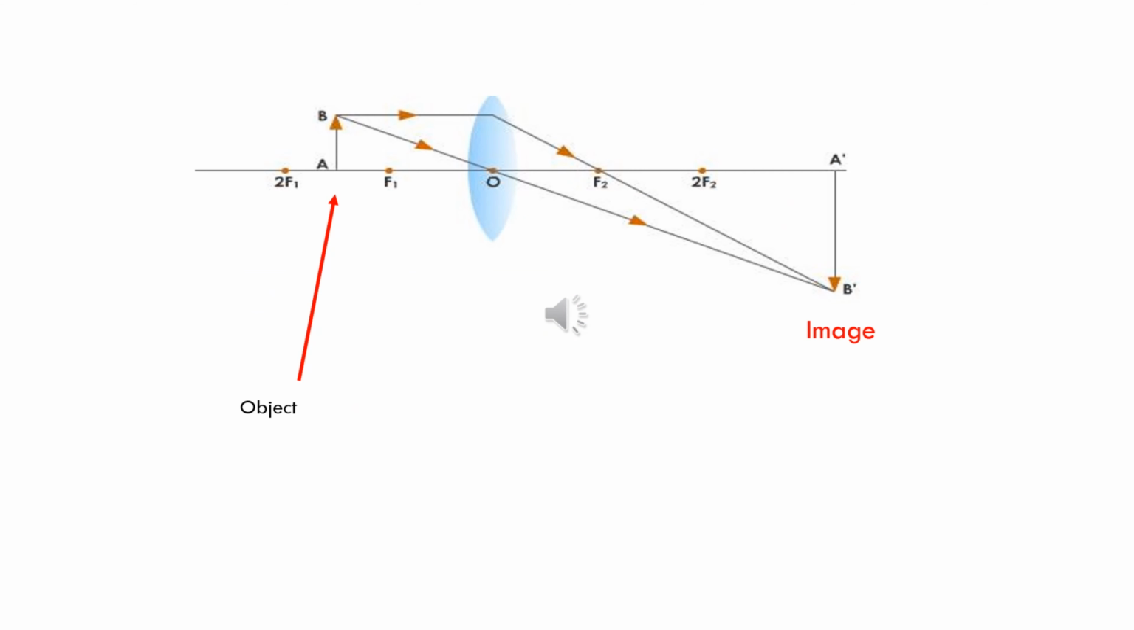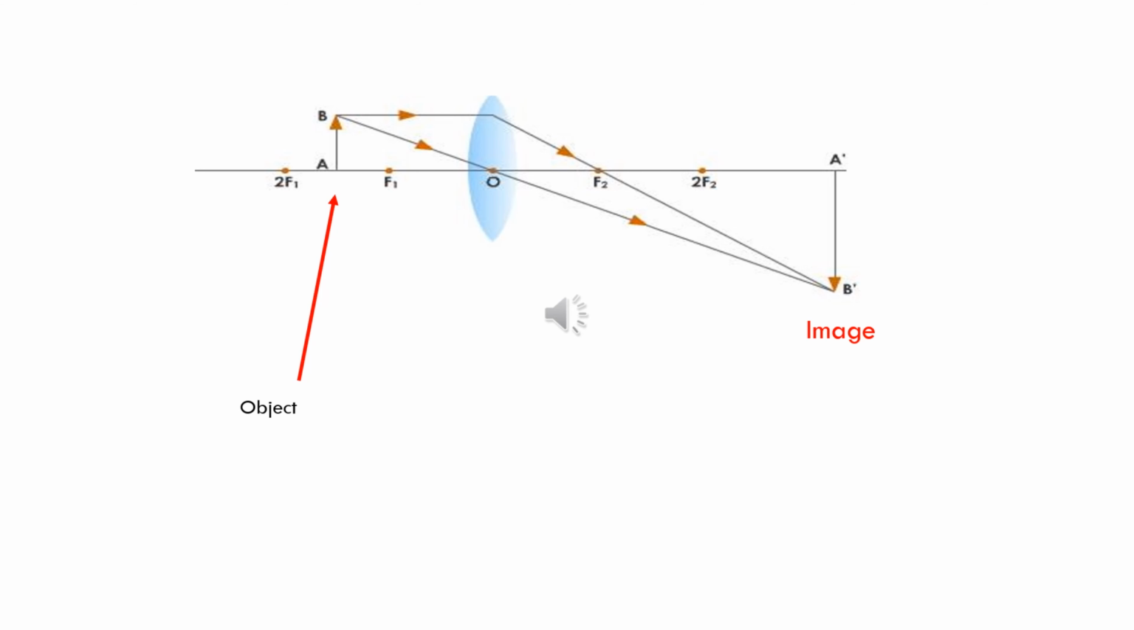In the second part, you have to copy these two figures and complete the path of the light rays. Figure 2 shows a light ray passing through the optic center, so it passes straight through the lens. Figure 3 shows a light ray passing through the focal point on one side of the lens, and it travels parallel to the principal axis after refracting through the lens.